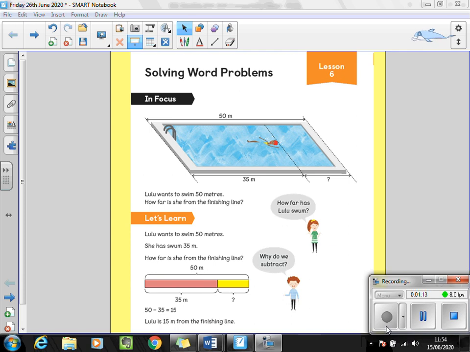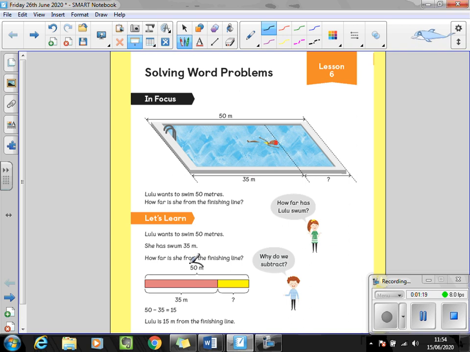Let's look at the question again. Lulu wants to swim 50 meters. This is the distance she wants to swim. She's already swam 35 meters of those 50 meters. So we want to know this value, how far left she has to swim. So if we know Lulu wants to swim 50 meters, we can take away the 35 meters that she's already swam to show us the difference. She's got another 15 meters to swim until she gets to the finishing line.